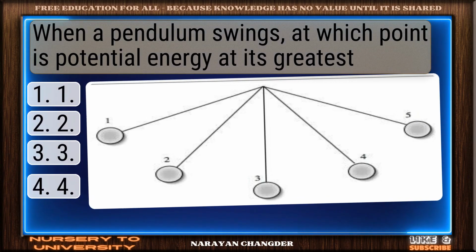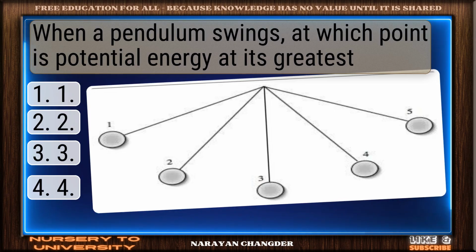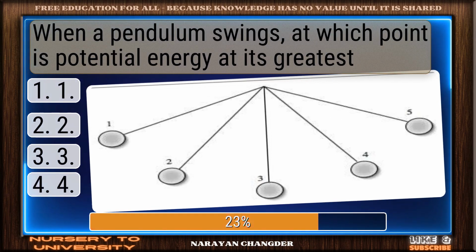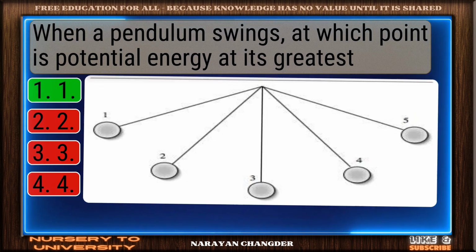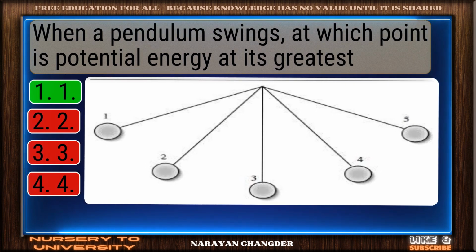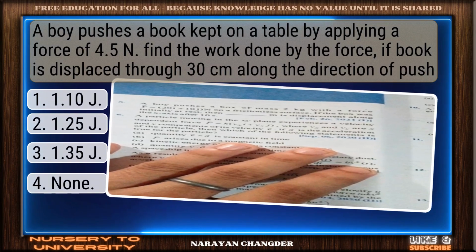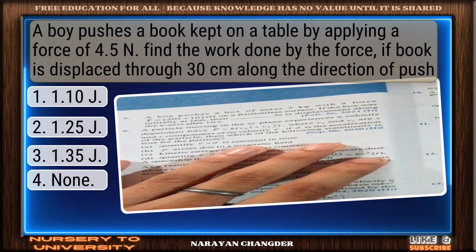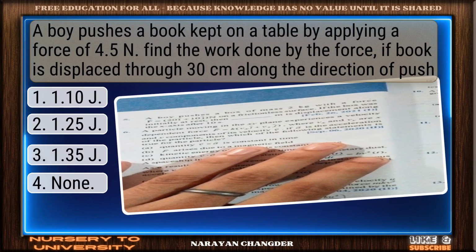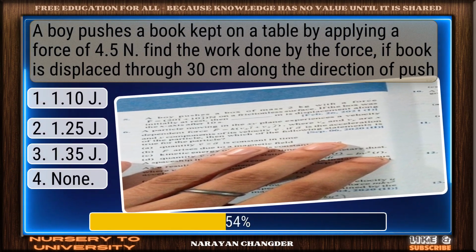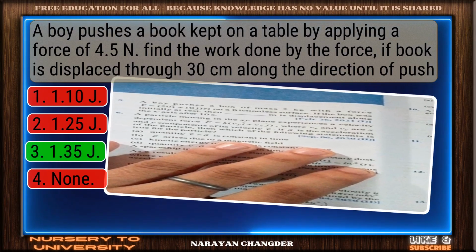Question number 4. When a pendulum swings, at which point is potential energy at its greatest? Nice work. You chose 1 and it is correct. Question number 5. A boy pushes a book kept on a table by applying a force of 4.5 N. Find the work done by the force if the book is displaced through 30 cm along the direction of push. Solid response. 1.3 J is a valid choice.